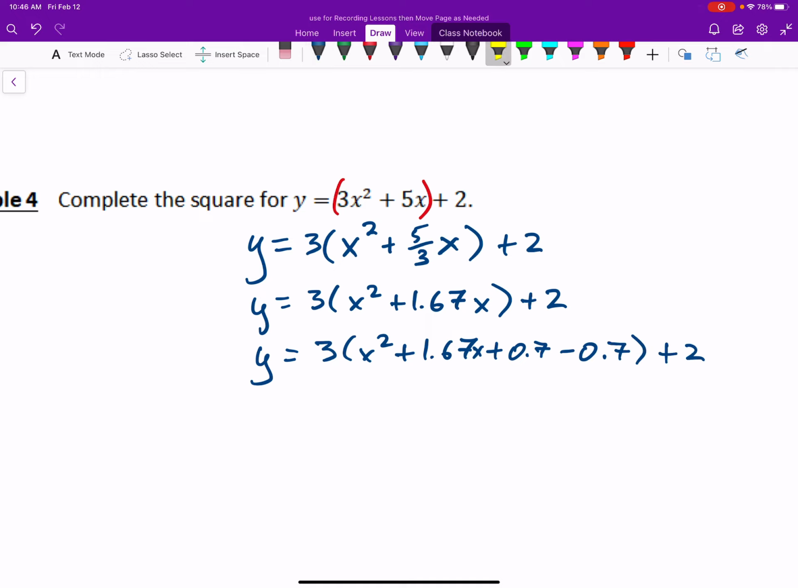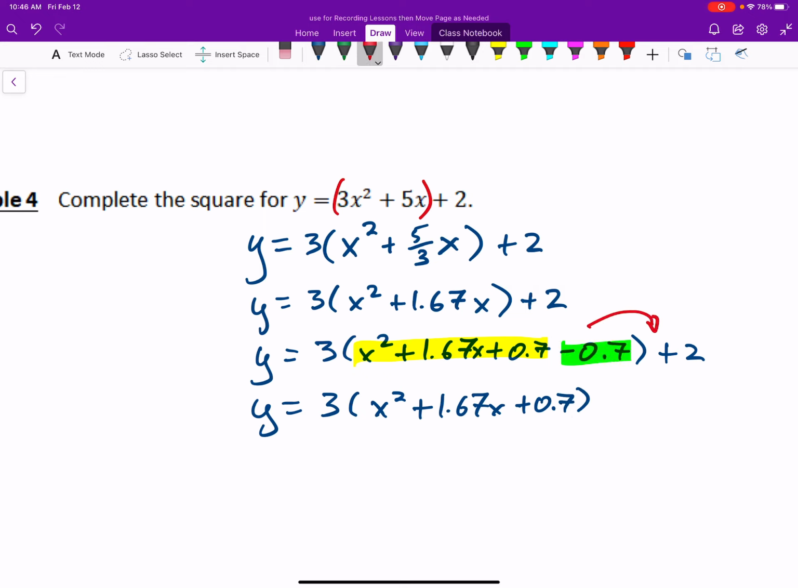And again, this is my perfect square, believe it or not. And so then I have 3 times x squared plus 1.67x plus 0.7. And again, this is what I want to take out. So I'm going to take that out. But remember, there's a 3 in front this time, so I have to multiply it by 3 before I take it out. And so that's going to be 2.1. So I'm going to take out minus 2.1 plus 2.